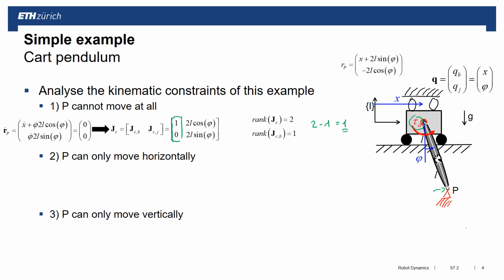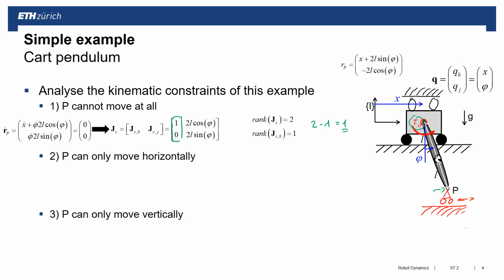All right, then let's move on with the second example. P can only move horizontally. So what does that look like now? We have P that can only move horizontally. So we have here essentially a system or a constraint that looks the following way. It can only move in X direction.